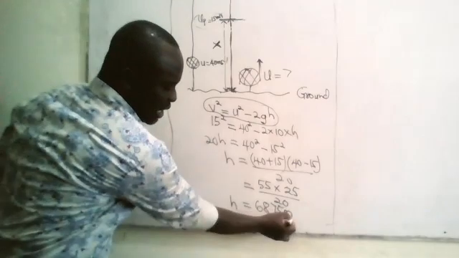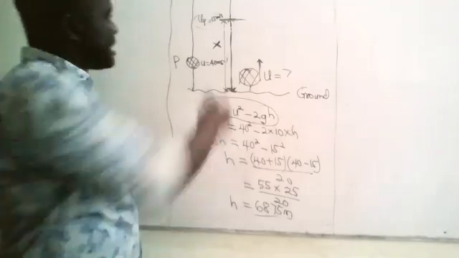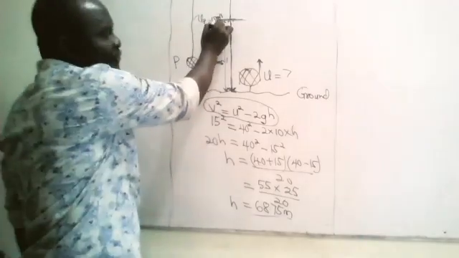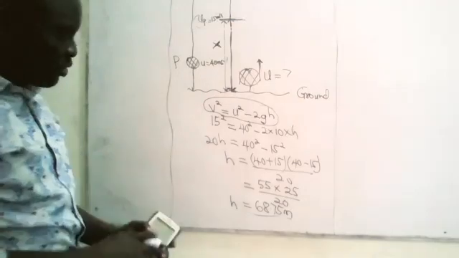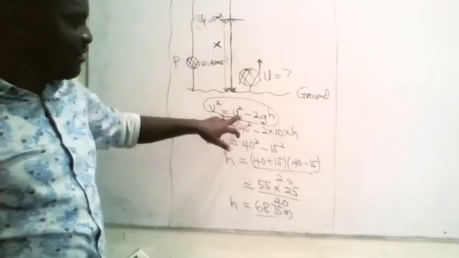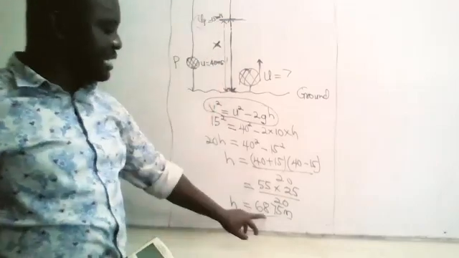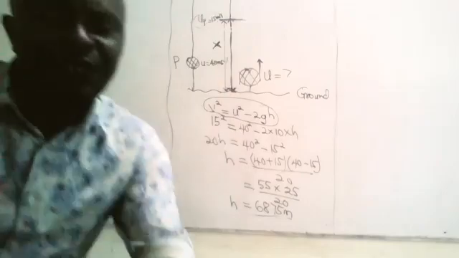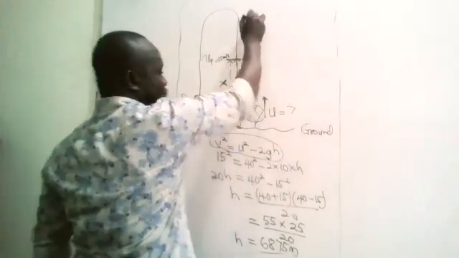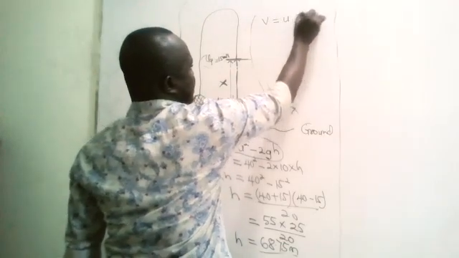So now let's determine the time for P to cross Q. Let's find the time for the particle P to cross Q. If V is the final velocity 15, U is the initial velocity 40, and P would rise to a height of 68.75 to cross Q. Let's find the time at that point or at this height. Using this equation, if you use equation 1, V is equal to U minus gt.